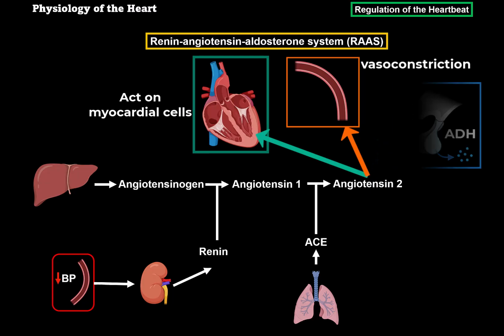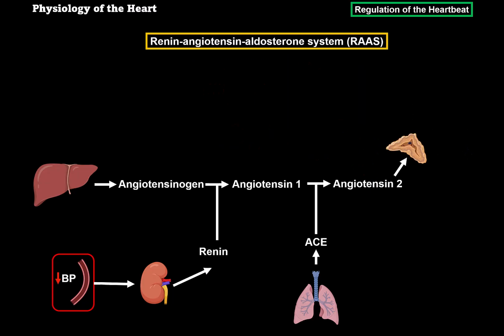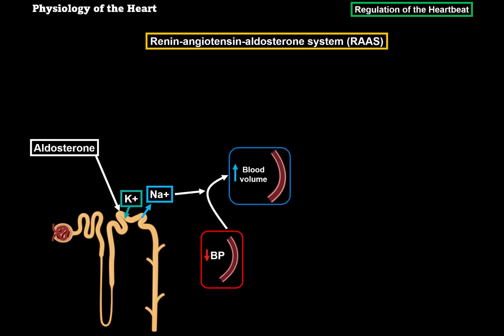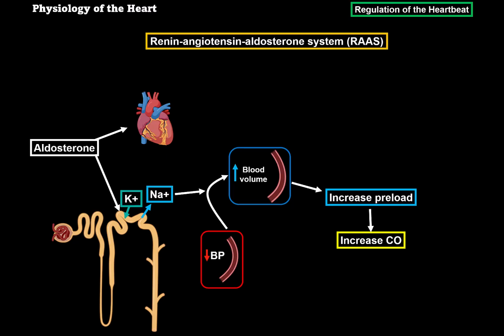But it can also go to the adrenal cortex and stimulate the release of aldosterone. Aldosterone will go to the nephrons and cause increased sodium reabsorption and potassium secretion. Remember, wherever sodium goes, water will follow. So that will essentially increase the blood pressure, which will increase the preload and increase cardiac output. Aldosterone can also act directly on the heart by binding to mineralocorticoid receptors, essentially enhancing the force of cardiac contraction.